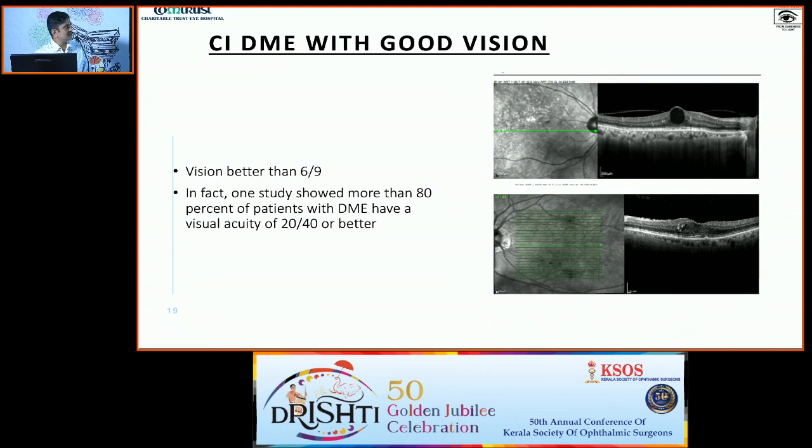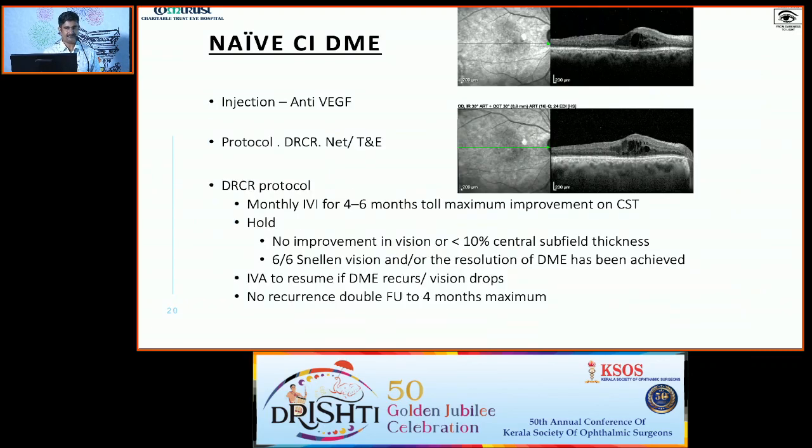Center involving DME with good vision is a challenging thing, especially these kinds of pictures we see very commonly, where there is a central foveal cyst. Studies like Protocol V have clearly shown that whether you observe, do focal laser, or inject, the results are the same. So it is always preferable to observe these patients, and if they develop a drop in vision, then you can of course think of starting treatment. Or if a patient is symptomatic, like metamorphopsia, then you can think of treating the patient.